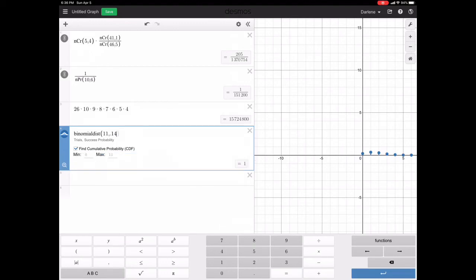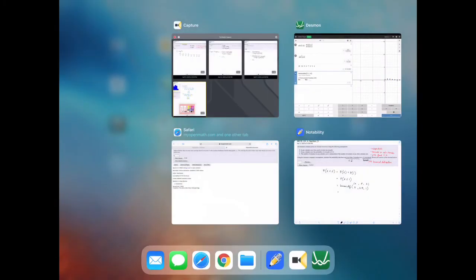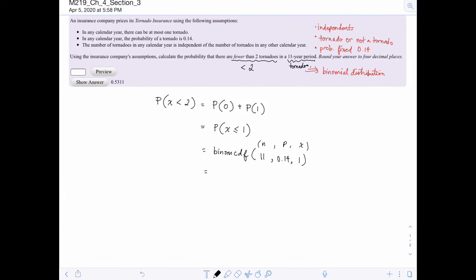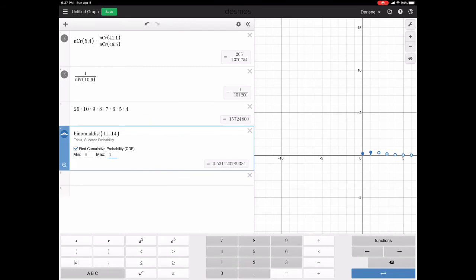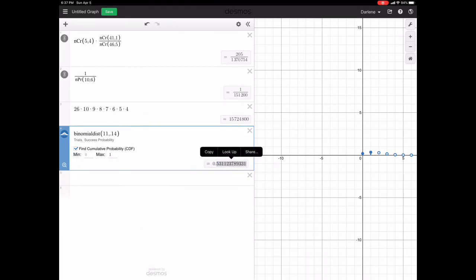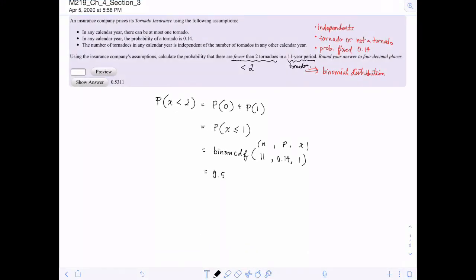And I keep the minimum at 0, but change where my max I want it to be, again, fewer than 2 tornadoes, which is less than or equal to 1 tornado because it's discrete. So I'll put 1 in there. And then notice we get the probability of 0.5311. So the probability that there are fewer than 2 tornadoes in an 11-year period is 0.5311.